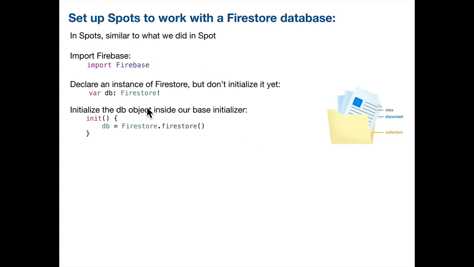So we are going to actually load our data in the Spots class as opposed to Spot. And as we set up Spot to work with it, we want to do things that are very similar to what we did with Spot. We're going to import Firebase. This time, though, we're going to declare our database instance, but we're not going to initialize it. We're going to initialize it in the initializer here. And our primary initializer is only going to have this one line in it. We actually don't have to pass any parameters in because we're initializing everything which is a formal part of the database itself, or of the class itself.